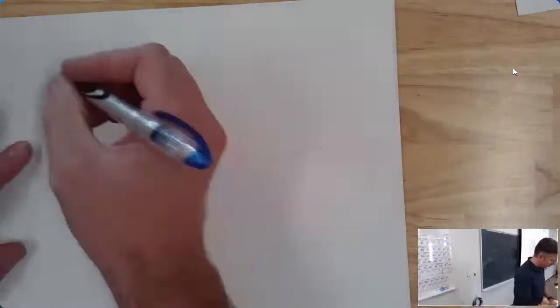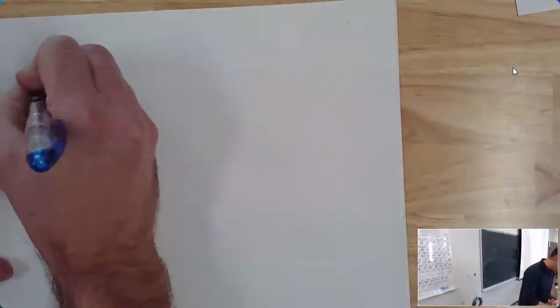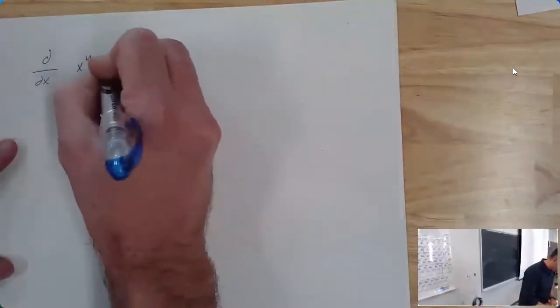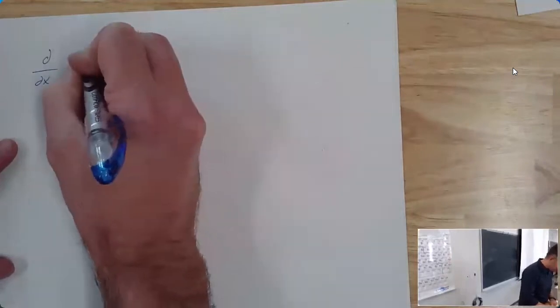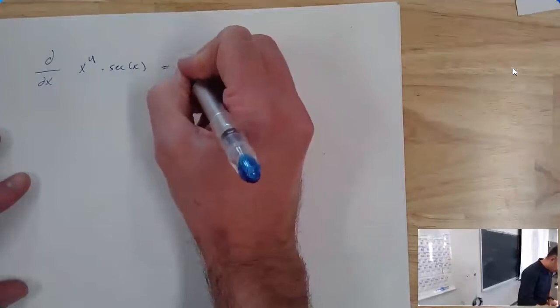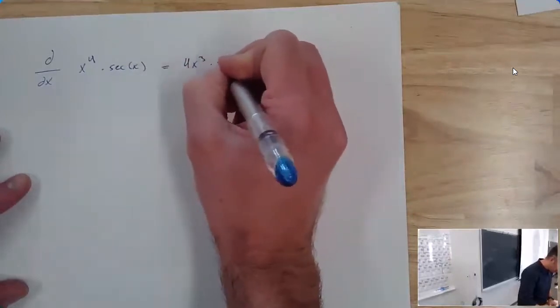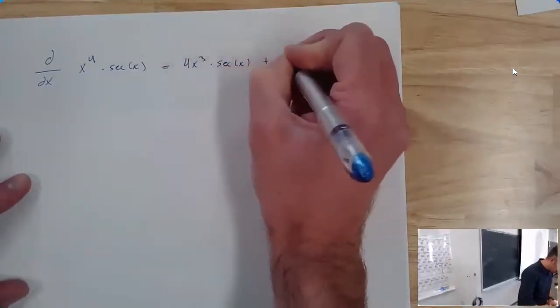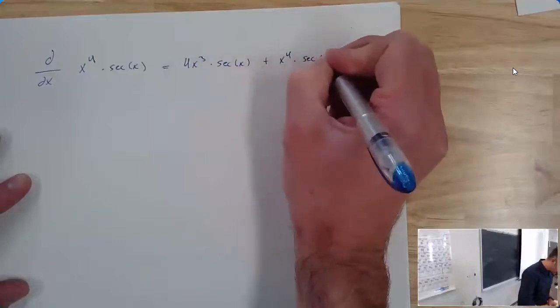So I just want to point out, now someone could ask you all sorts of product and quotient rule questions that are kind of fun. Like someone could say, what's the derivative of x to the 4th power times secant of x? And we could use the product rule and get 4x cubed times secant of x plus x to the 4th times the derivative of secant of x.